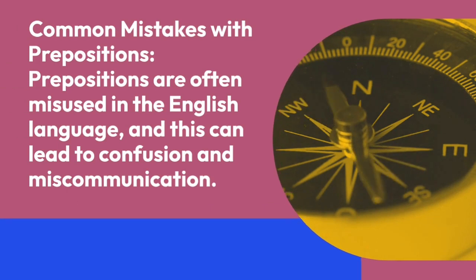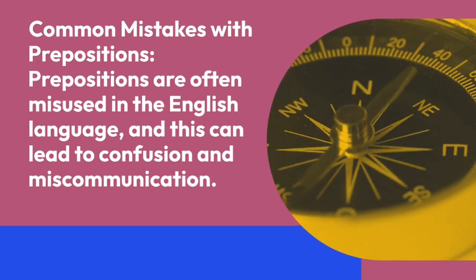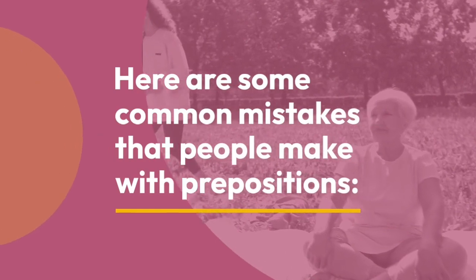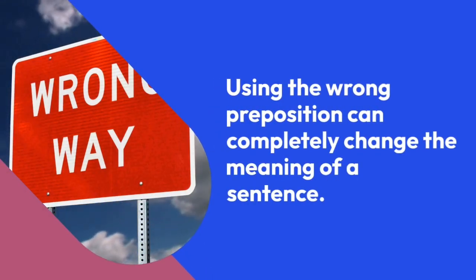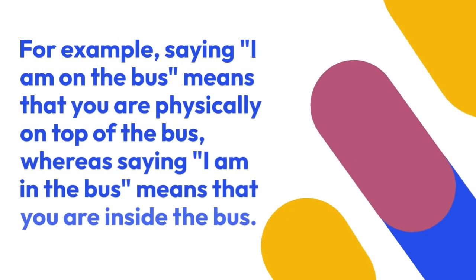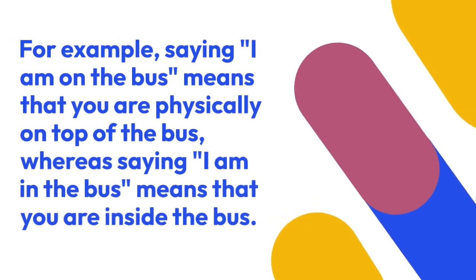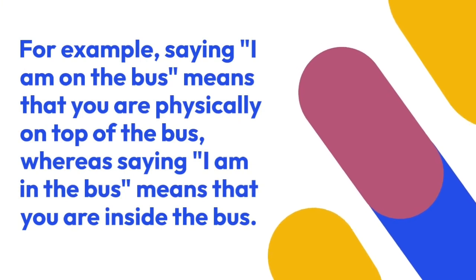Common mistakes with prepositions. Prepositions are often misused in the English language, and this can lead to confusion and miscommunication. Here are some common mistakes that people make with prepositions. Using the wrong preposition can completely change the meaning of a sentence. For example, saying "I am on the bus" means that you are physically on top of the bus, whereas saying "I am in the bus" means that you are inside the bus.